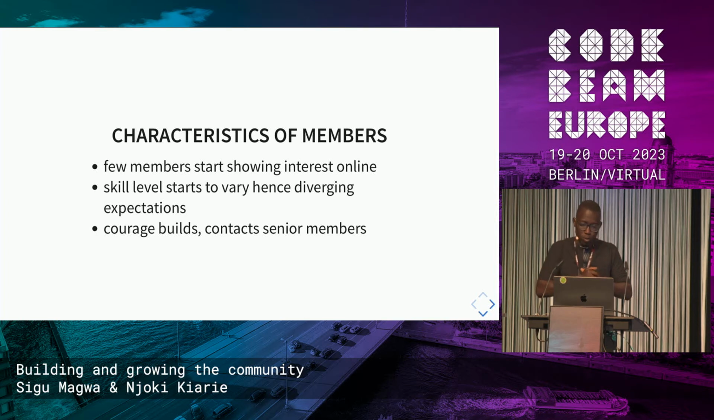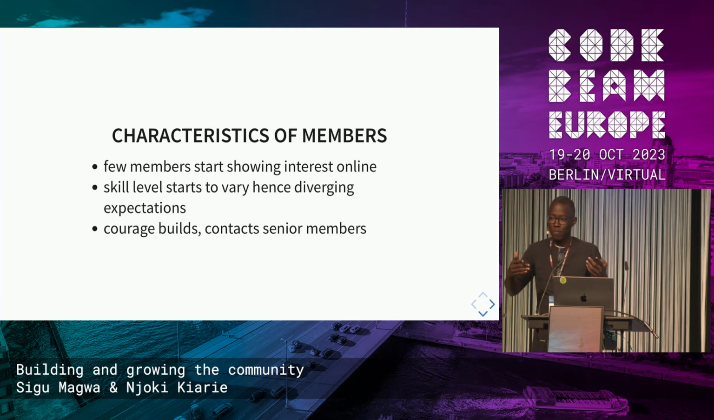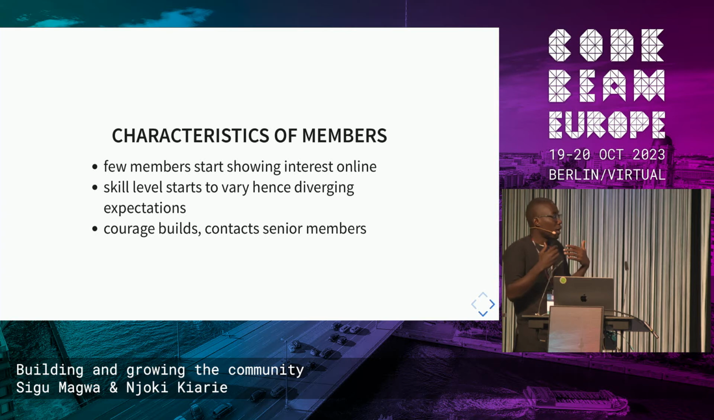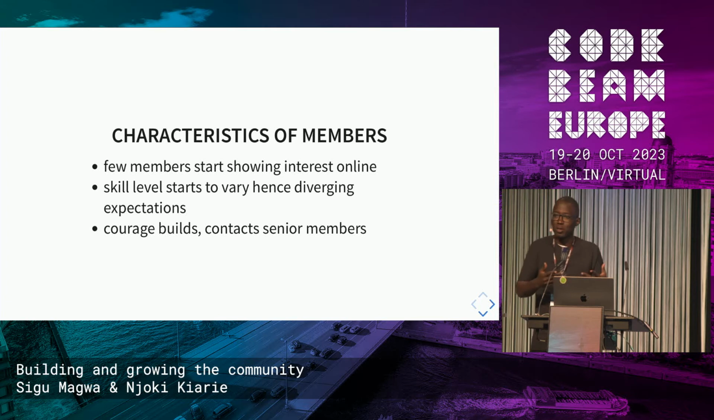This should be about 2-3 years later, and at that point now the skill set for the community varies. There are those who are starting, there are those who already, one or two people have a job in Elixir, and they know Elixir can now pay. There are now people who are curious, so we had three stages. There are the curious who think maybe Elixir can be it, there are those who are now convinced and they're learning, and there are those who are already working. So at that point, the community also started to build courage and reach out to other senior members of the Elixir community outside our circle.